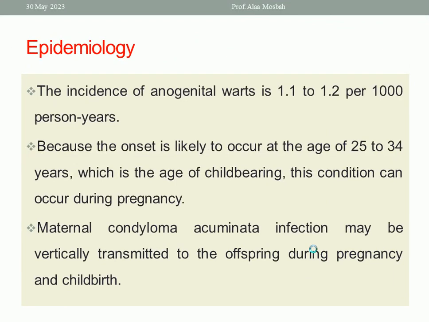What about the epidemiology? The incidence of anogenital warts is 1.1 to 1.2 per 1,000 person year. Because the onset is likely to occur at the age of 25 to 34 years, which is the age of childbearing, this condition can occur during pregnancy. So, this is the common age for this infection, and this is a childbearing age. That's why we may see a pregnant lady with condyloma acuminata infection.